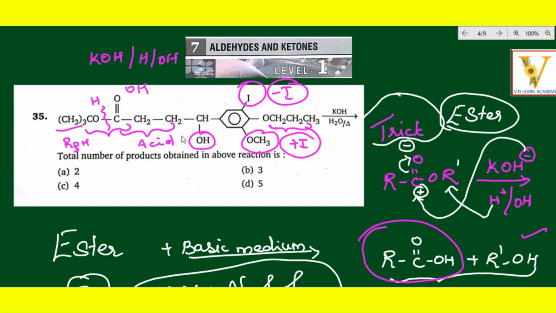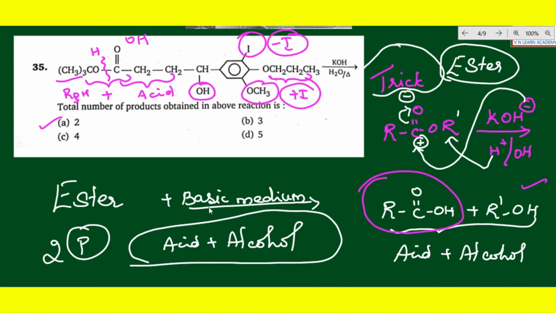See, instead of explaining the full complete thing, if you know the exact concept and trick, easily you can crack it within a second, right? I hope you got the clarity. So acid plus alcohol, how many products? Two products only. So ester with basic medium along with hydrolysis, you will get acid and alcohol here.